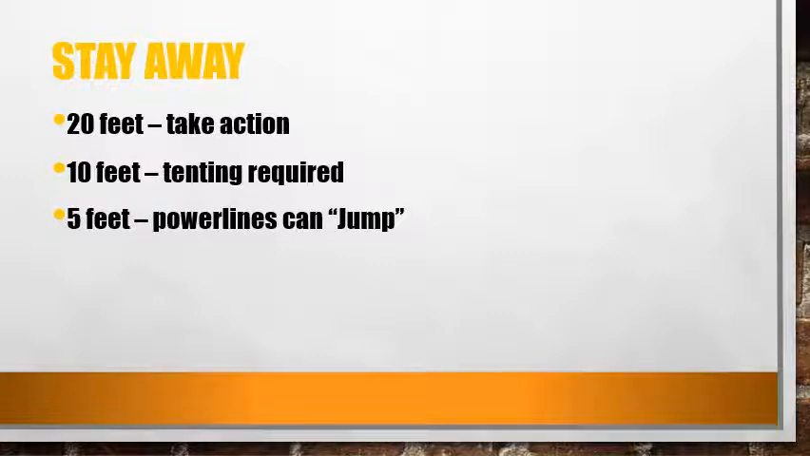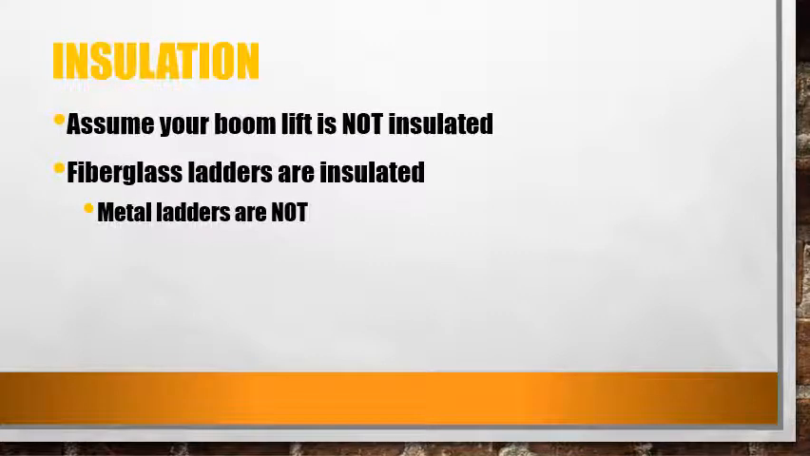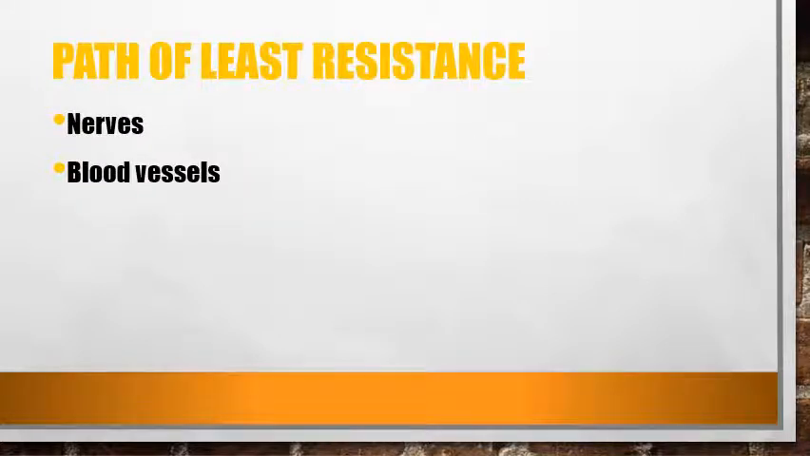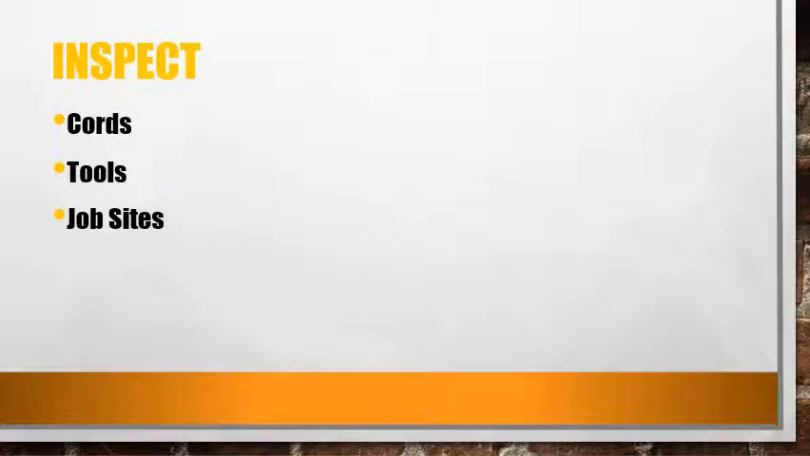And at 5 feet, the electricity from power lines can actually jump. Always assume your boom lift is not insulated. Fiberglass ladders are insulated, but metal ladders are not. Electricity will take the path of least resistance as it passes through your body. Nerves and blood vessels are examples of paths of least resistance.